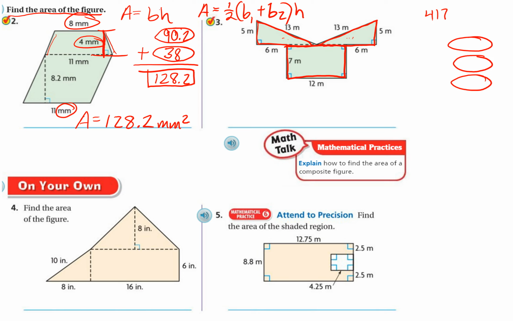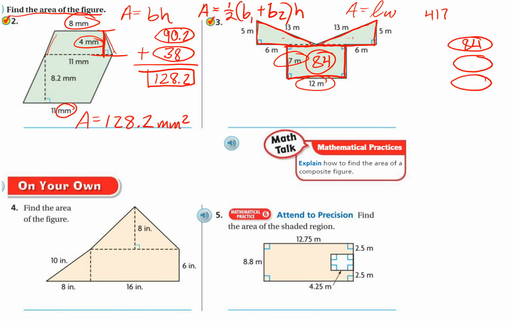Nice and easy formula. Area for a rectangle, length times width. 7 times 12. Okay, so that's going to be 84. Here's my first number.